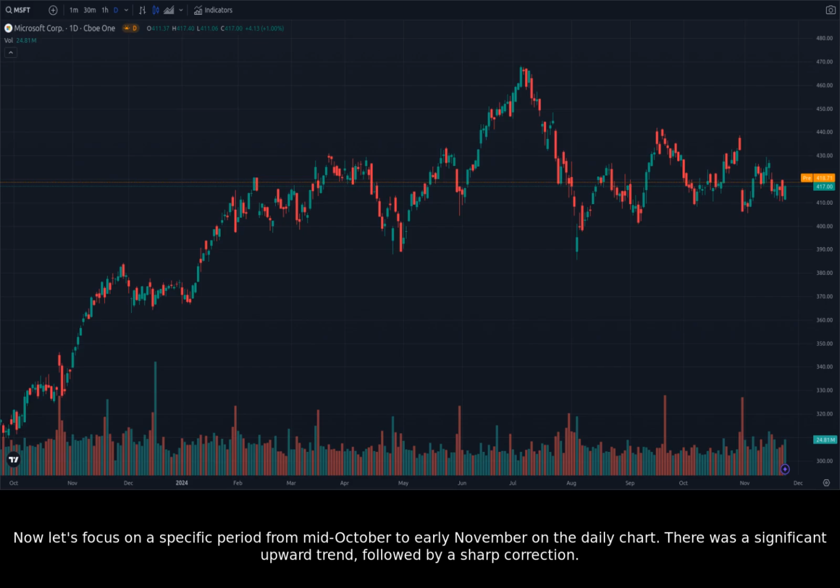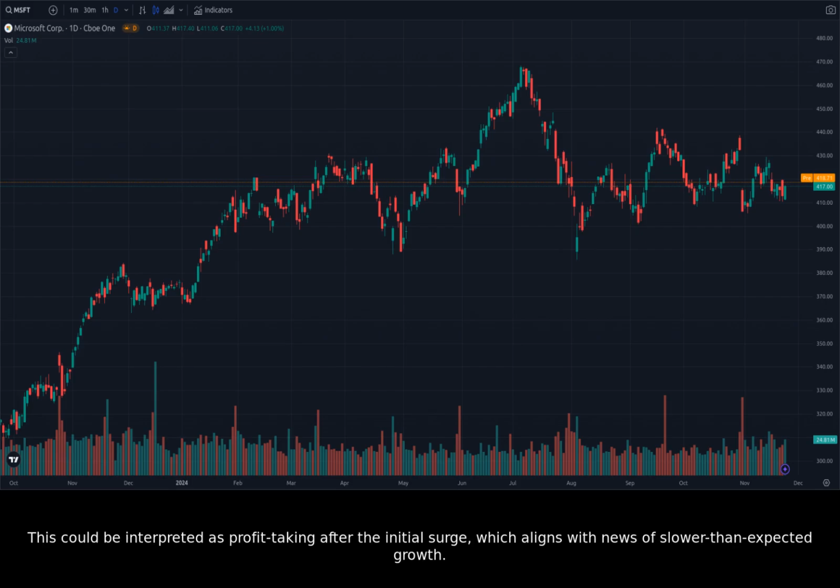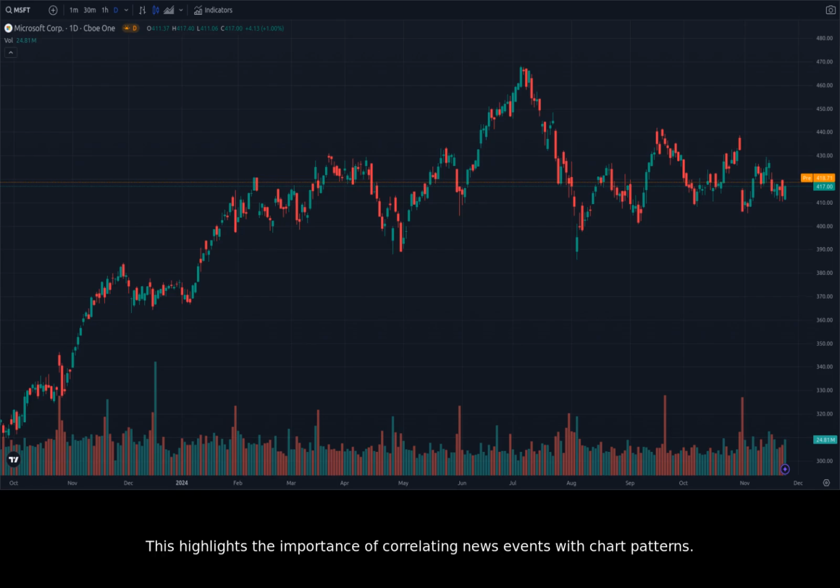Now let's focus on a specific period from mid-October to early November on the daily chart. There was a significant upward trend, followed by a sharp correction. This could be interpreted as profit-taking after the initial surge, which aligns with news of slower-than-expected growth. This highlights the importance of correlating news events with chart patterns.